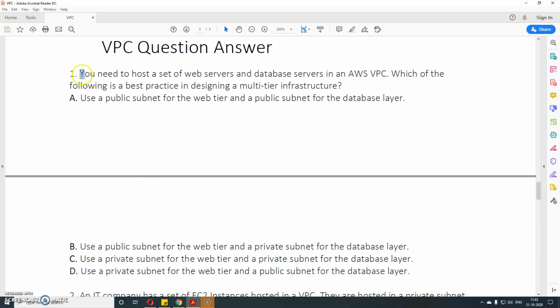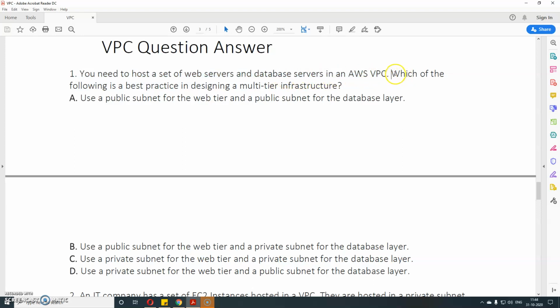So the first question is you need to host a set of web servers and the database servers in the AWS VPC. So in this case, the best practice would be, I'm not reading the entire question. I don't even know what would be the options, but the best practice I have told in the first video lecture itself, that web server always will be in the public subnet and the database server will always be in the private subnet. Okay, so this is the assumption.